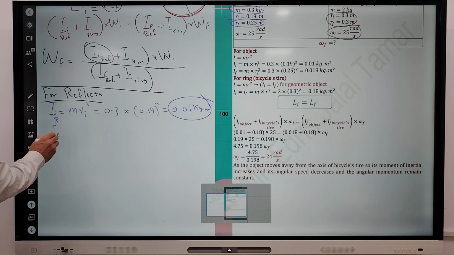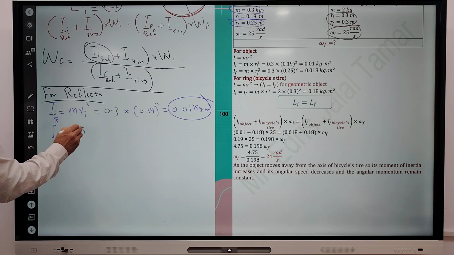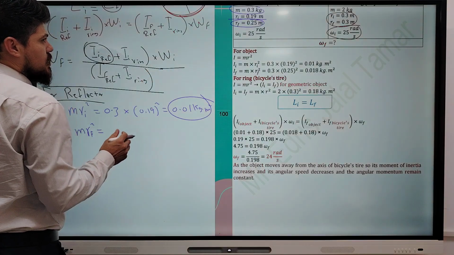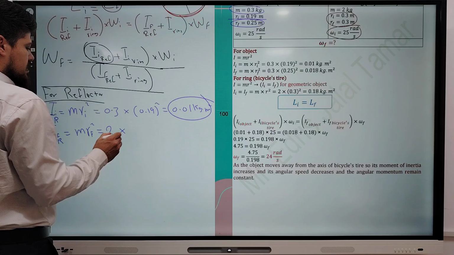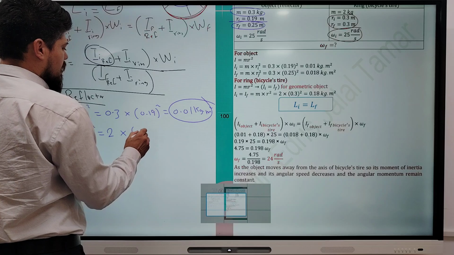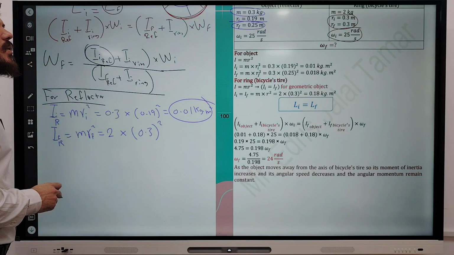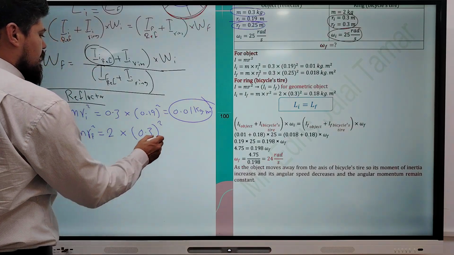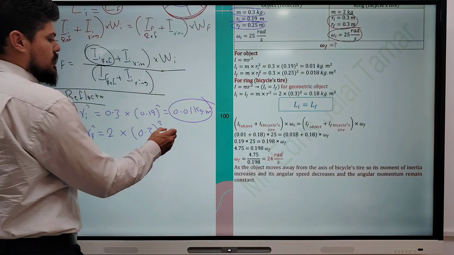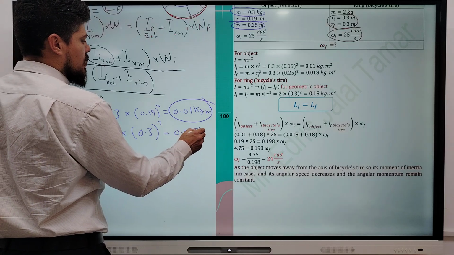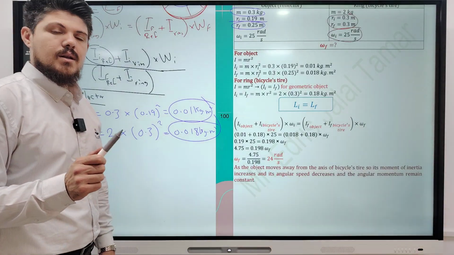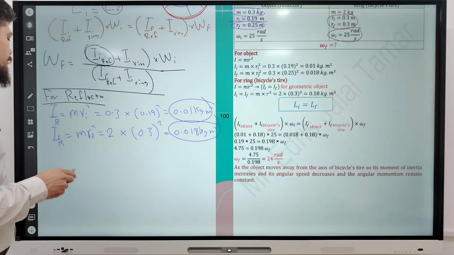The final moment of inertia for the reflector is equal to m r final square, with mass 0.3 and r final 0.25 meter squared. You can calculate by your calculator, and you get 0.018 kilogram meter square. This is the final moment of inertia for the reflector.